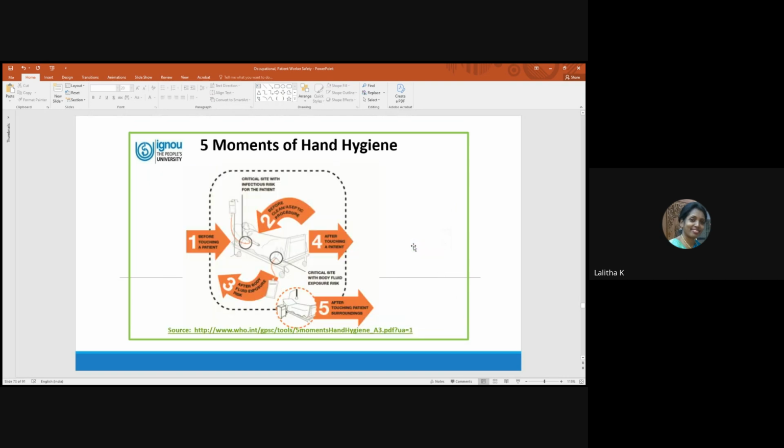These are the important 5 moments of hand hygiene: before touching any patient, or before doing any clinical or aseptic procedures. Next, if there is any blood or body fluid exposure, we have to wash our hands. Then after touching a patient, we must do that. And after touching patient surroundings also, we must do this. These are the 5 moments of hand hygiene we must all keep in mind so that we prevent infection to ourselves as well as prevent cross contamination between the patients.